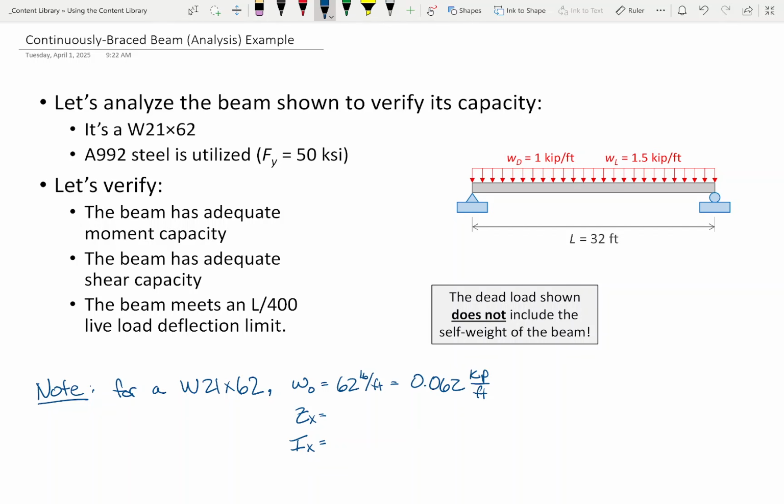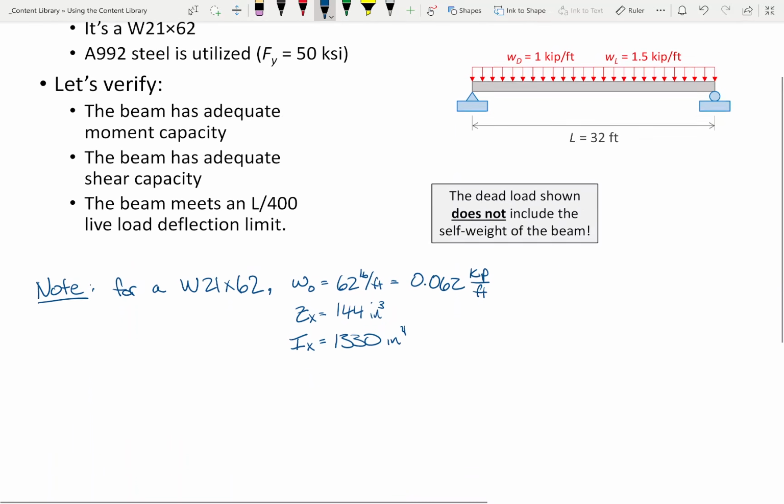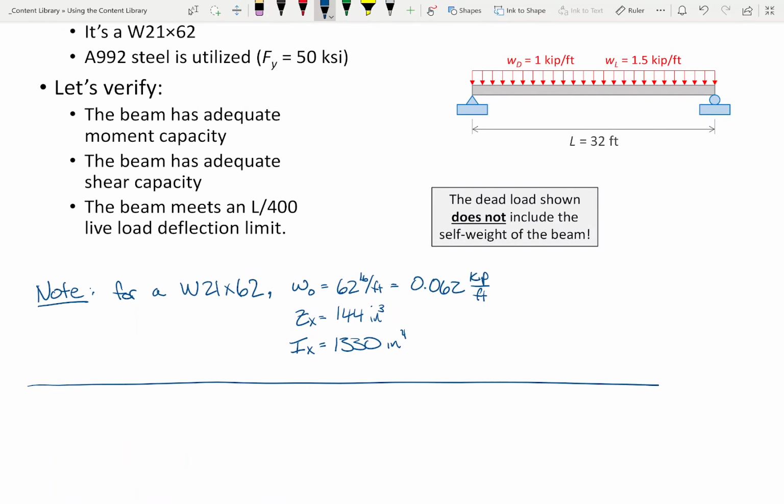IX is 1,330. 1330? Yeah. And that's inches to the fourth. And ZX? 144 inches to the third. Okay. I've got to believe that at this point, those are pretty easy, straightforward lookups, right? Everybody good with that? Okay.